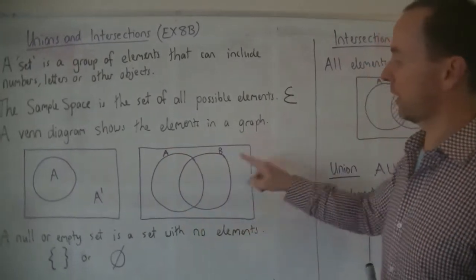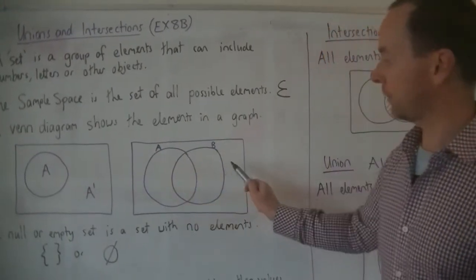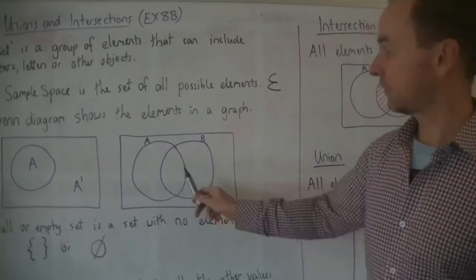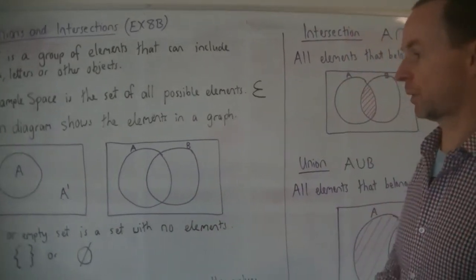And here we've got another Venn diagram. We've got set A here, and we've got set B there, and they overlap. So you can see that. We'll talk about that in a few minutes as well.